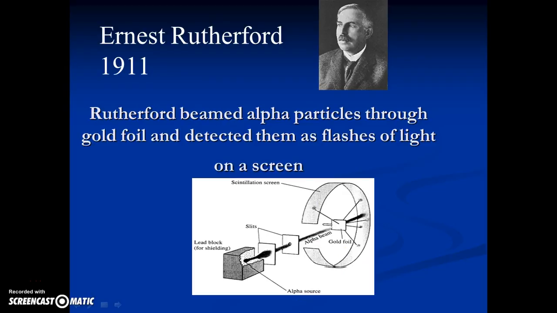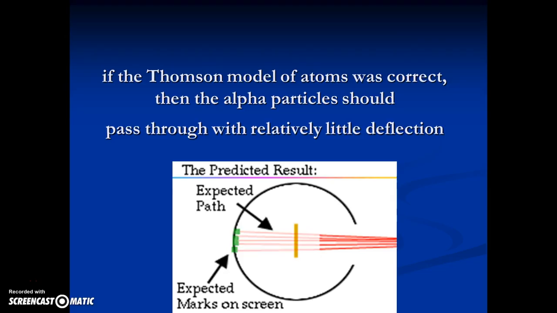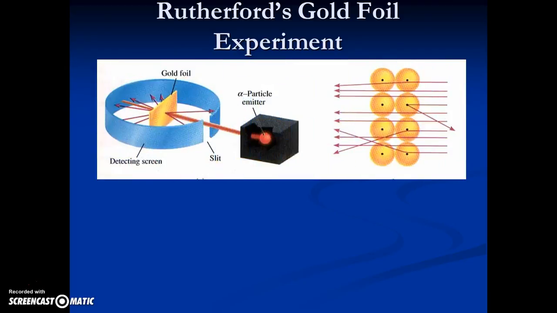So he said, all right, if the atom is mostly empty space, like Thomson had said, these particles should go straight through the atom, and he should see most of the marks on the back of the screen. There shouldn't really be anything to deflect them. But of course, as is most of the case in science, that's not what he saw. He actually saw a number of deflections as these particles went through the atoms. They actually hit something and deflected off to the sides, and some of them even deflected straight back.